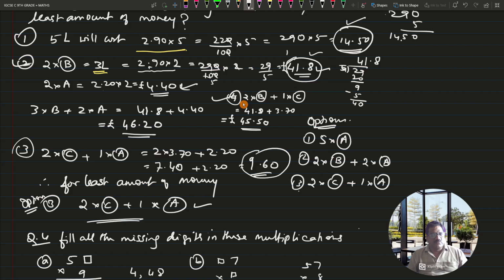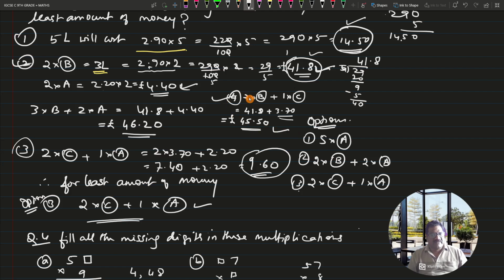You take 2 pouches of B type and 1 pouch of C type. So 2 into B, how much did you tell me? 3 point... Okay, fine. So this option is 2 pouches of the B type. So that will work out to 41.8, because already we have worked it out over here, plus 1 pouch of C. 1 pouch of C is nothing but 3.70. That is given. Now when you add these two, you will get 45.50 pounds.